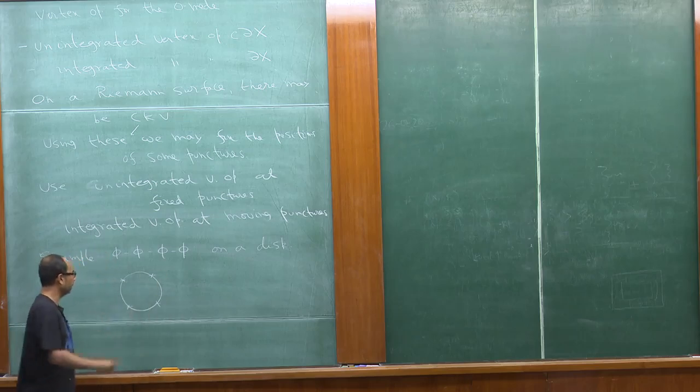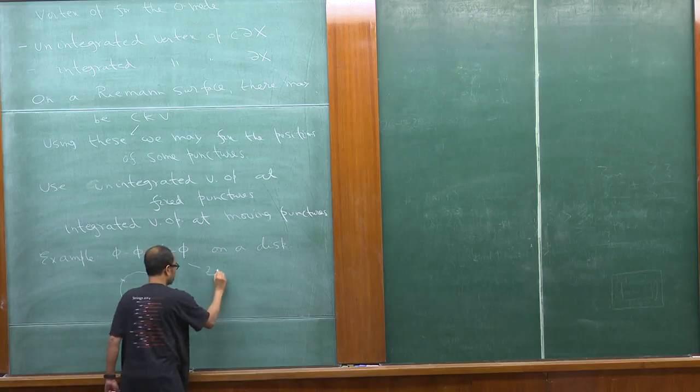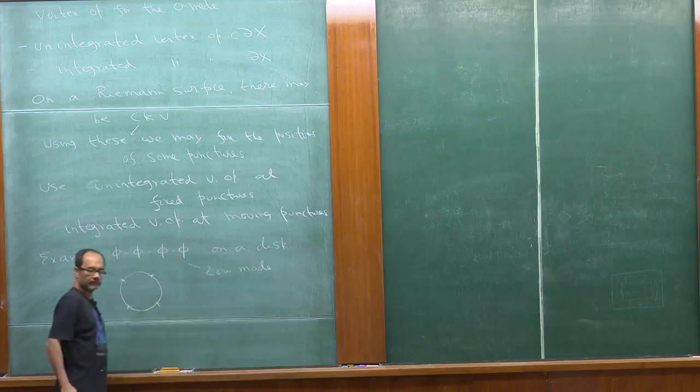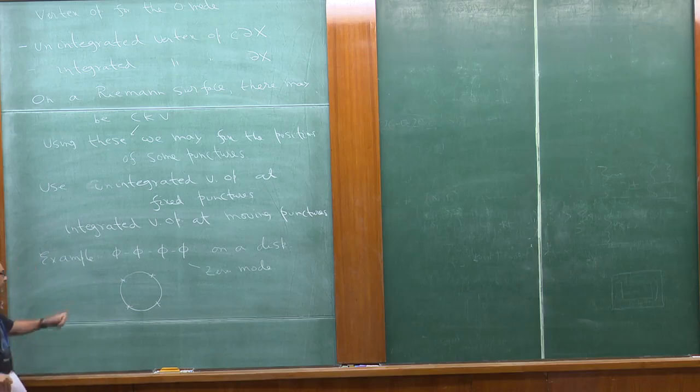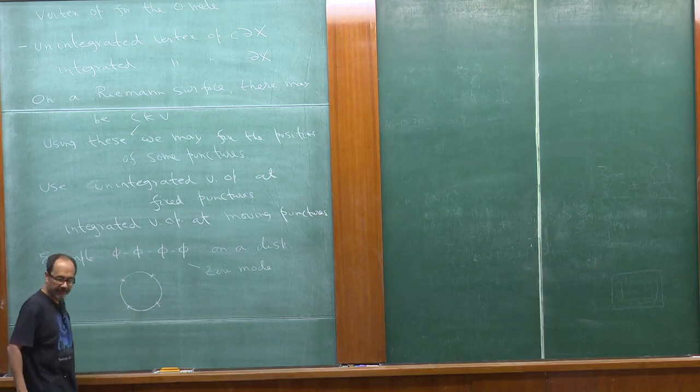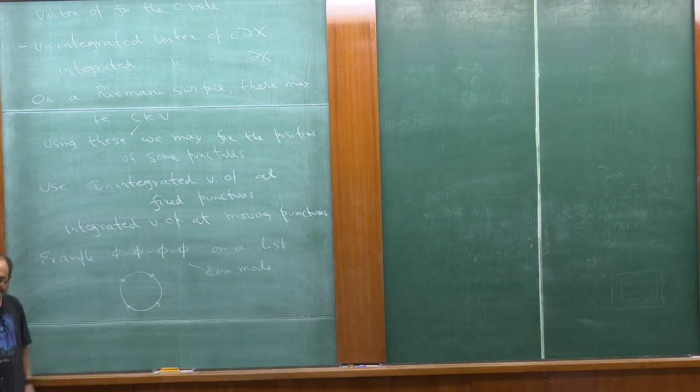Phi is the 0 mode. And the idea is that when the positions are fixed, we will use C del x. When the position is variable, we will use del x. Okay. We will make it more explicit in a few minutes.